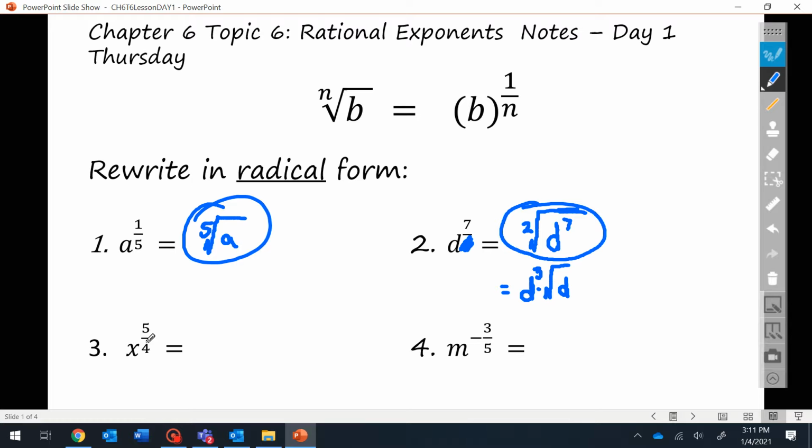So similarly, x to the 5/4 power, the index is the denominator, so this is the 4th root of x, and then the exponent is still 5, because that would be gone, so it'd be x to the 5th power. And of course, this could simplify to x times the 4th root of x.